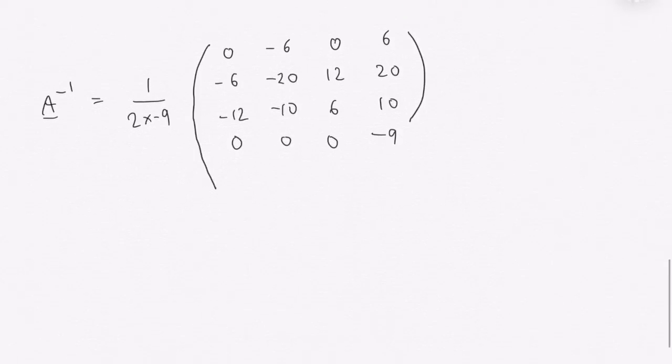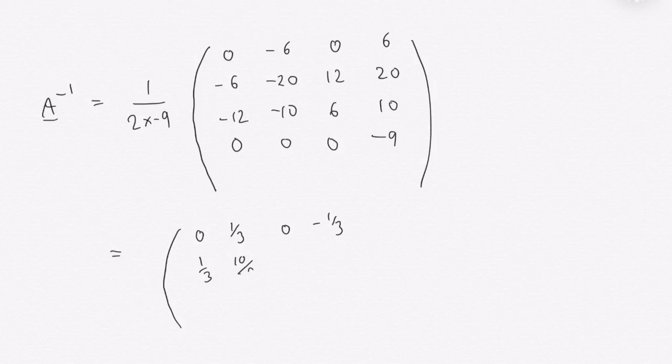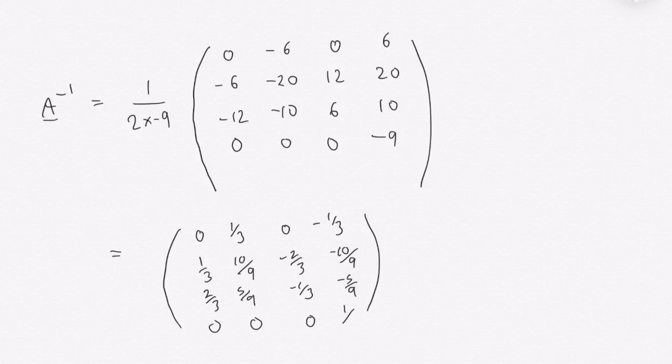And just simplifying that, we end up getting an inverse matrix of 0, 1/3, 0, -1/3, 1/3, 10/9, -2/3, -10/9, 2/3, 5/9, -1/3, -5/9, 0, 0, 0 and a half. And that is our inverse matrix of A.